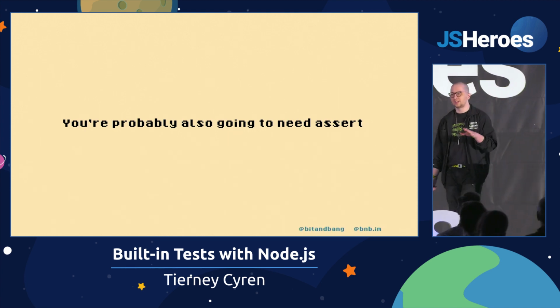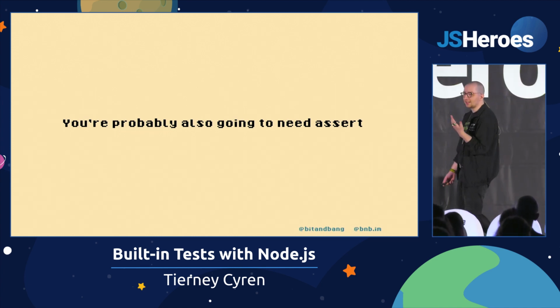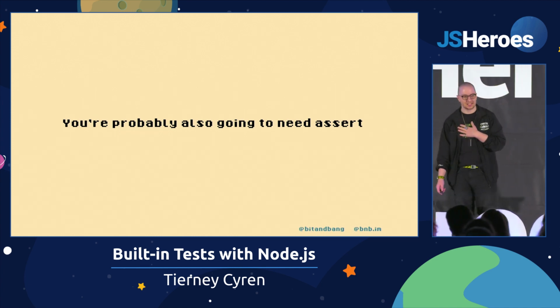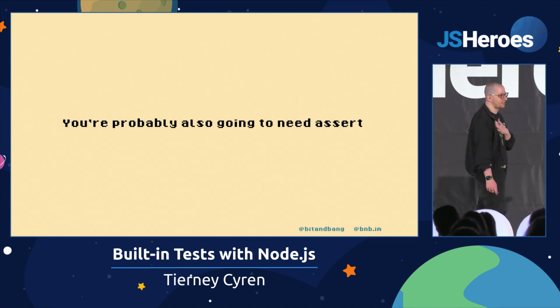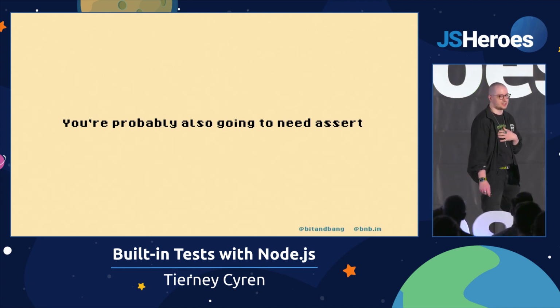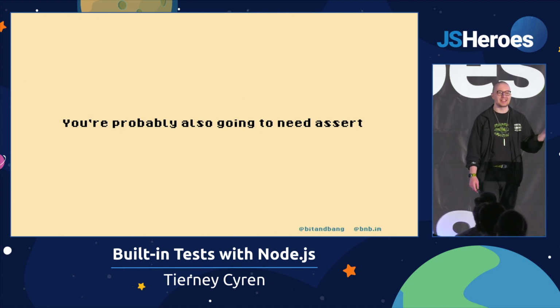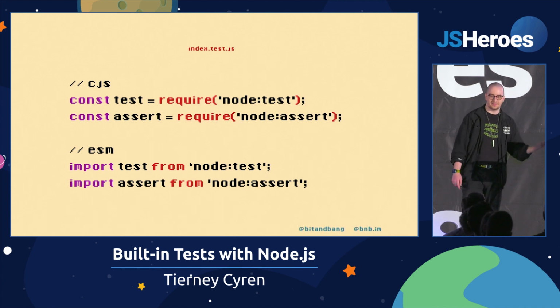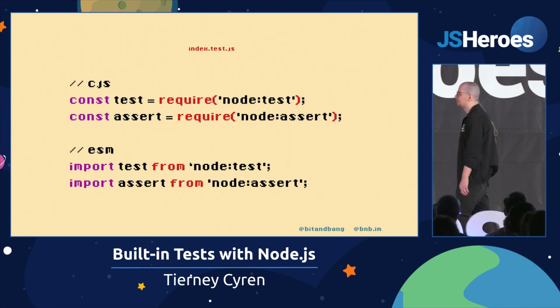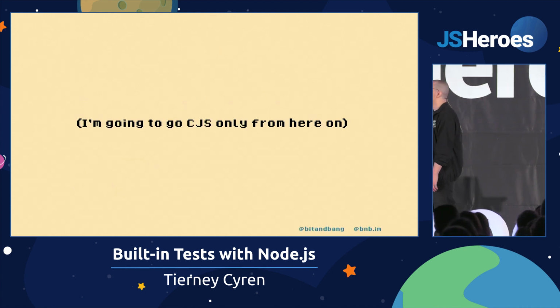You're probably going to also want an assertion library. I personally just use Node's assertion library. I learned today that Jest actually has a pretty amazing assertion library, so I would definitely check that out as well. But for most of my use cases, Node's built-in assert does what I need it to do. So there's an example, again, just doing normal requires from Node's modules.